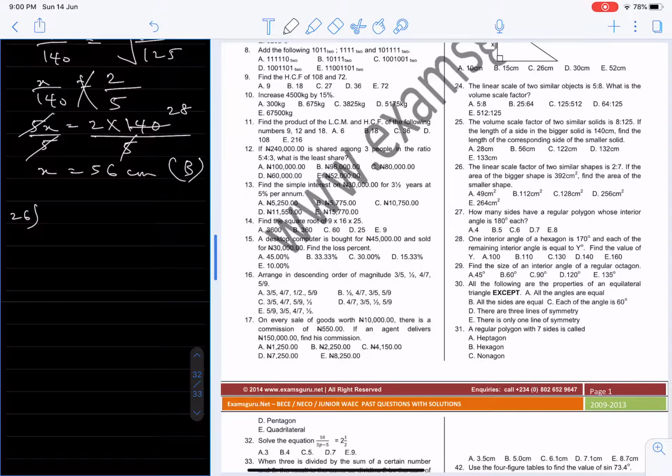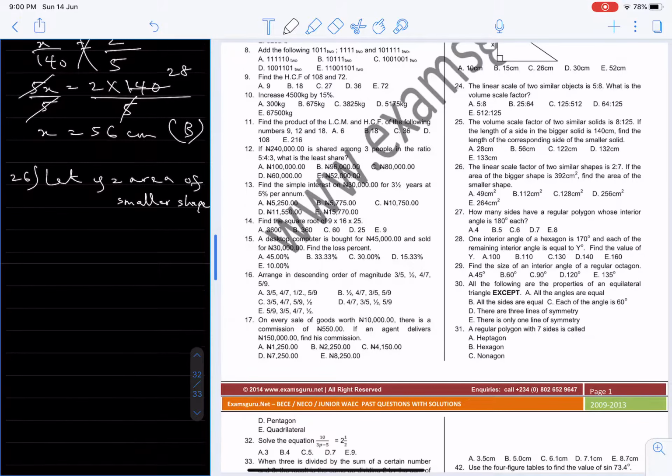Of course, linear scale factor is 2 to 7. Let y equal the area of the smaller shape. Find the area of the smaller shape. Let y equal area of smaller shape.